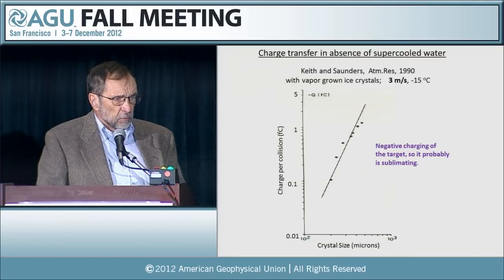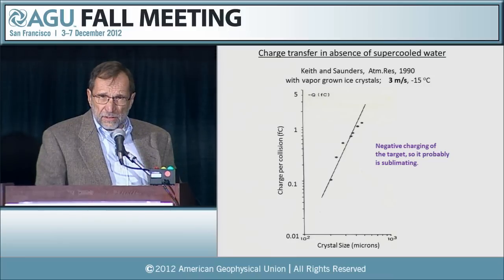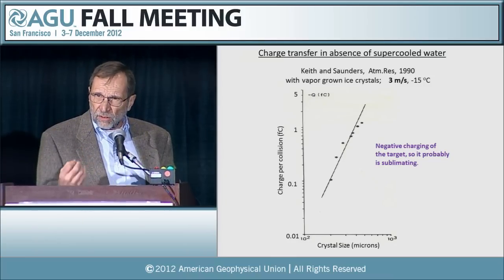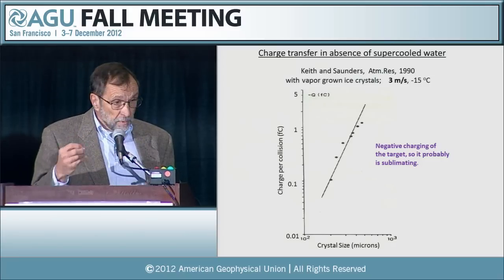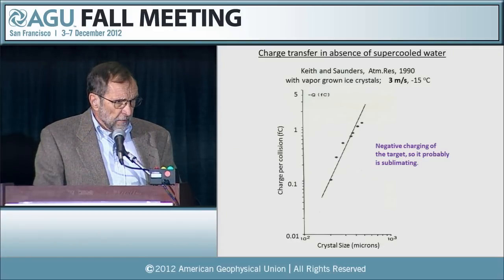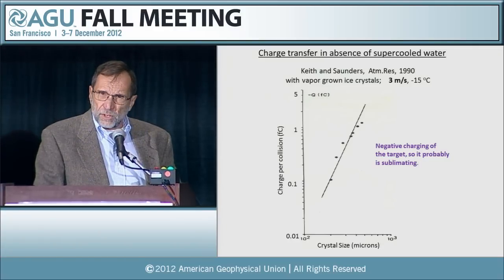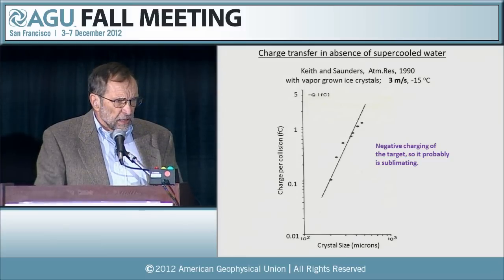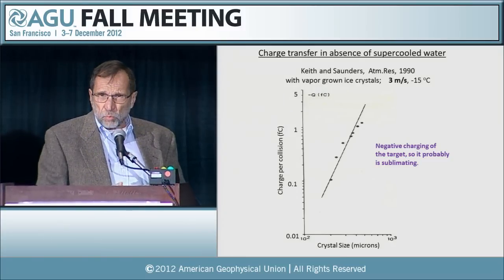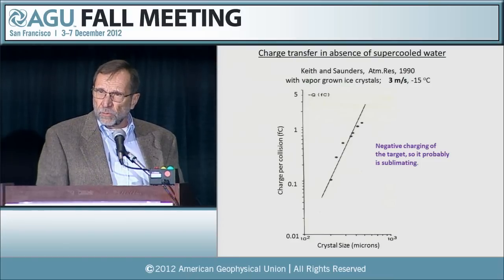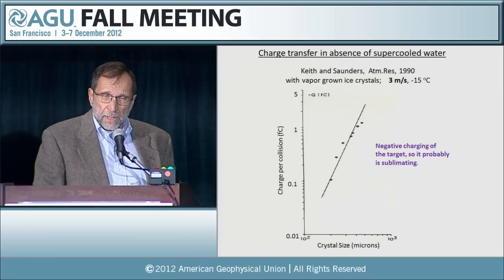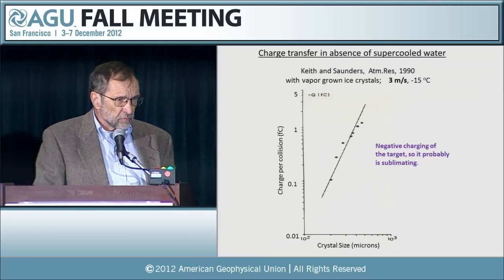This is one of the results from Keith and Saunders, 1990. In this case, they're looking at vapor-grown crystals colliding at 3 meters per second on a rime, well, they grew it through riming, but there's no water present there, at minus 15 C. They looked at particles in the size range of 200 to 500 microns. For the larger ones, 400 to 500 microns in size, the charge per collision they found was about 1 femtocoulomb for each individual collision. This is in the region in which sublimation was occurring, so it's negative charging.